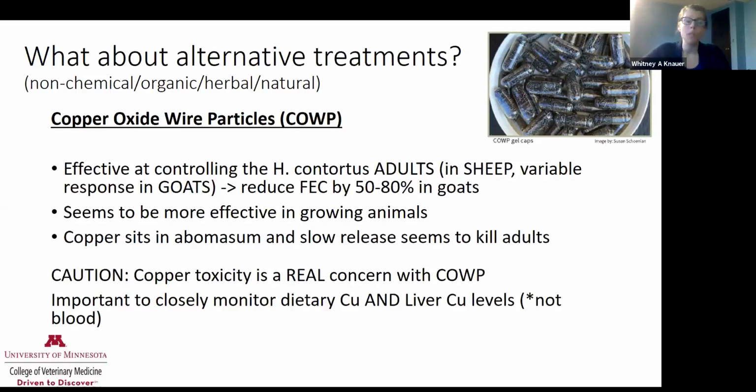It's really important to closely monitor both your dietary copper levels and your liver copper levels, because what happens with copper toxicity is that copper accumulates in the liver over time. And so the blood levels don't really change, so that's not usually a great indicator of whether we're going to run into copper toxicity. So that is just a caution that we don't want to be giving copper boluses more than every 4 to 6 months. And we want to really pay attention to copper levels in our flock or our herd.